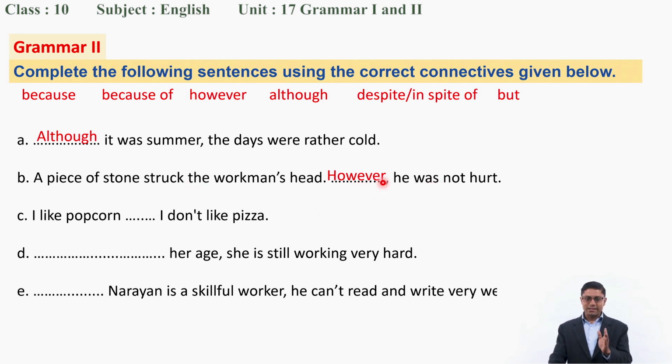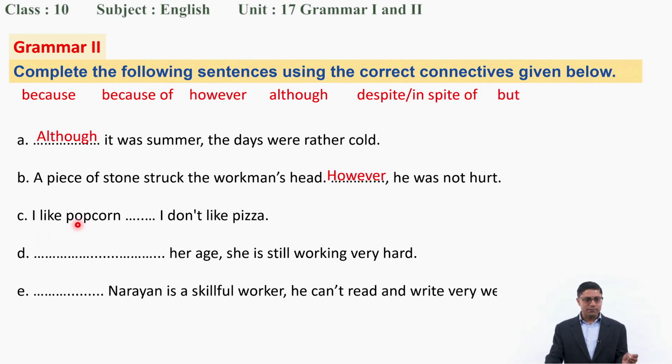But see, the second sentence begins. There are two different sentences and the word is in the beginning of a sentence. So the two clauses are not together. They are two separate sentences and it is in the beginning. That's why we use however. Otherwise we could have used but also.